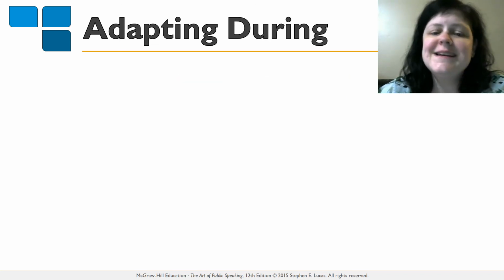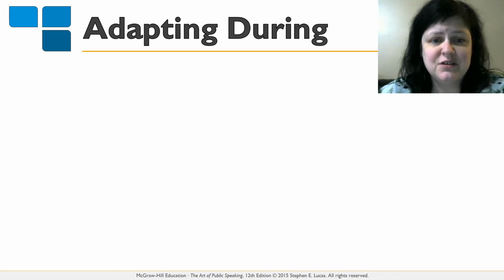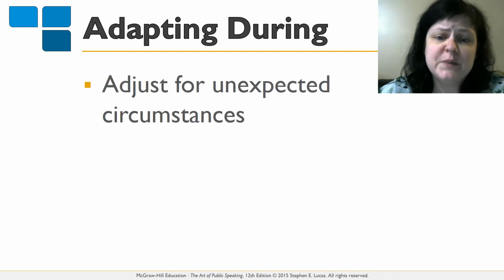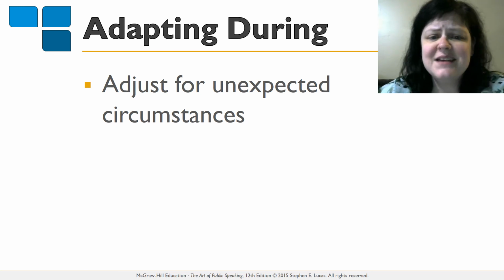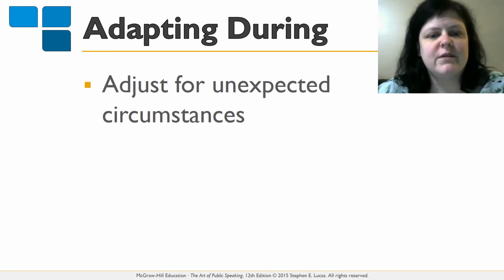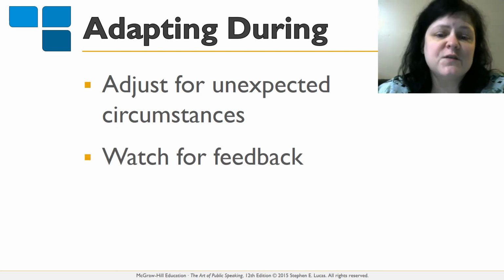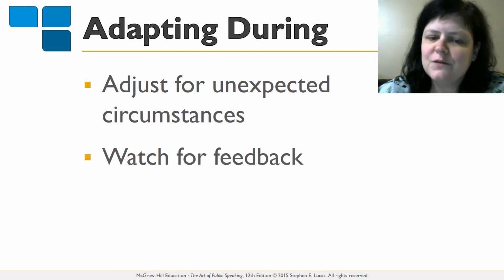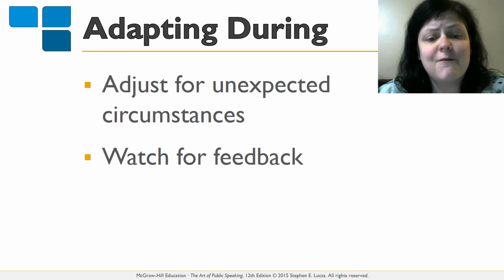Finally, audience adaptation also takes place during the presentation of the speech. No matter how hard the speaker works ahead of time, things may not always go smoothly on the day of the speech. Skillful speakers learn to adapt to these kinds of changes. If you start sneezing or your visual aid keeps falling down, take a breath and roll with it. You can also watch for feedback. If everyone looks confused, you might need to clarify your evidence.